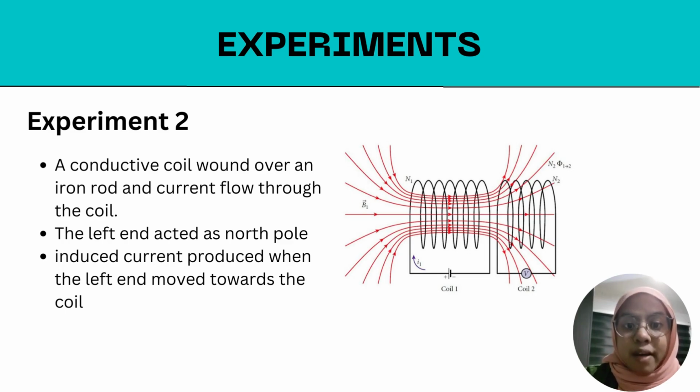For the second experiment, it concluded that a coil carrying an electric current is wound around an iron rod. The left end of the coil is behaving as the north pole. Additionally, there is another coil, referred to as coil S, which is in proximity to the first coil. When the current carrying coil is moved towards coil S, it causes a change in the magnetic field experienced by coil S. This change in the magnetic field induces an electric current in coil S.